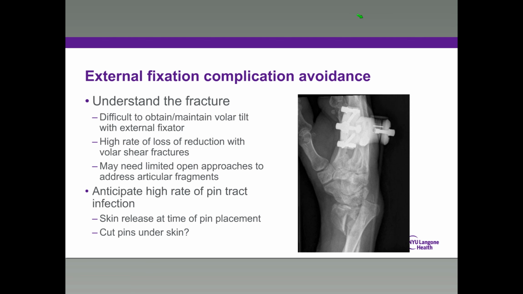Understand the fracture as well. Know what an X-fix won't work for. It's difficult to maintain or obtain volar tilt with an external fixator. If that's a big problem, this is probably not your implant. There's a high rate of loss of reduction with any volar shear fractures, as you might anticipate. And you may need to have limited open approaches. Just because you're using an X-fix doesn't mean that you can't make a small incision to tamp up some articular fragments and put some wires in it.